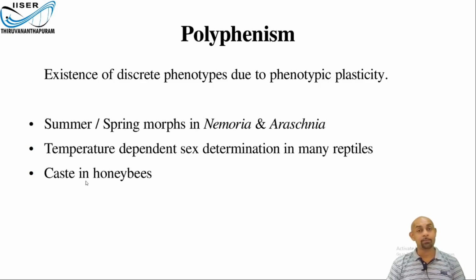We have caste in honeybees. In this case, the offspring, the larvae that are fed on royal jelly, they go on to become queens, right? And the rest of them become workers. Here, if you code in terms of caste, then that particular phenotype is an example of polyphenism.